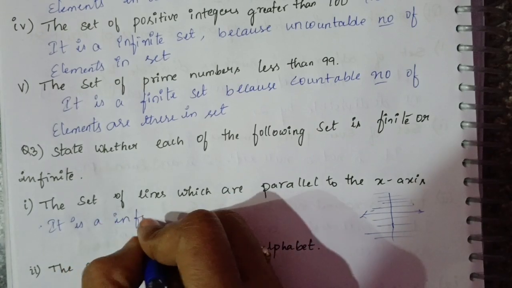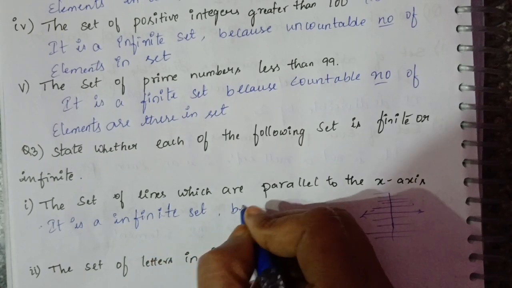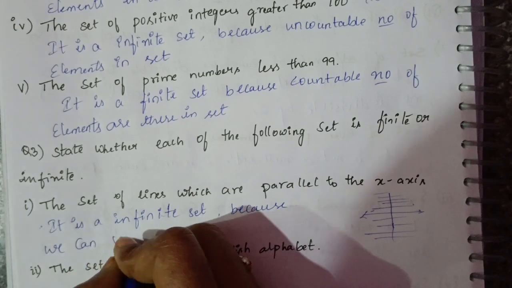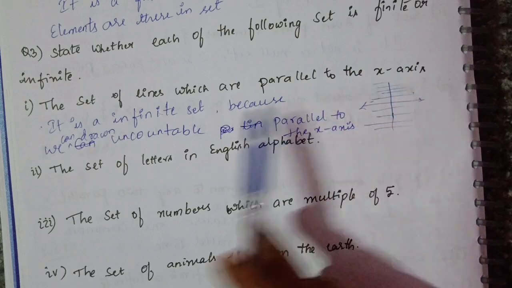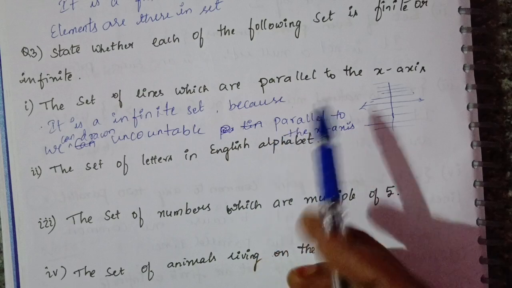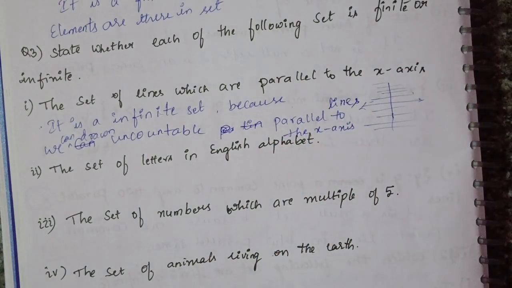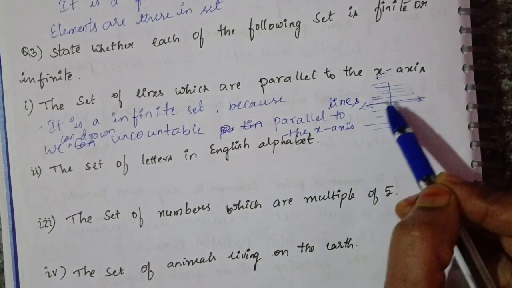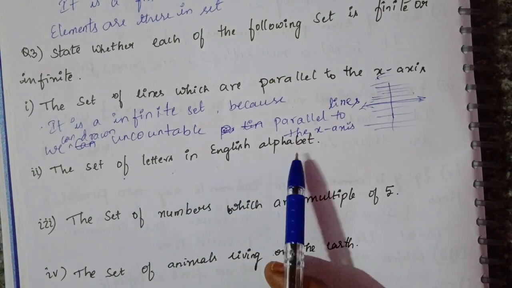It is an infinite set because we can draw uncountable parallel lines to the x-axis. Parallel lines to the x-axis means we can draw an infinite number of lines to the x-axis. Next question, the set of letters in the English alphabet.